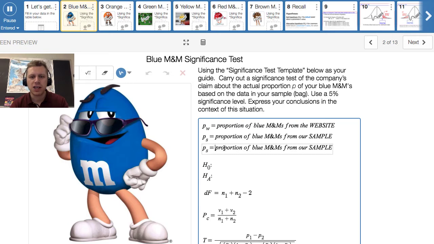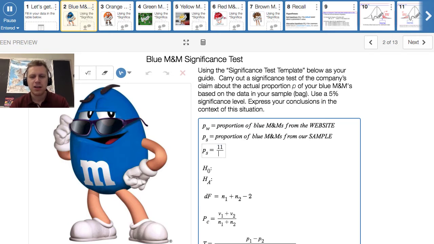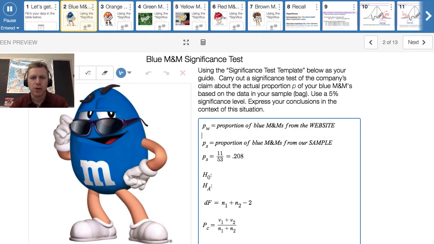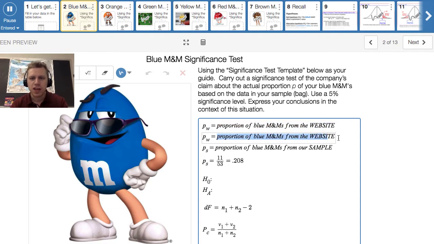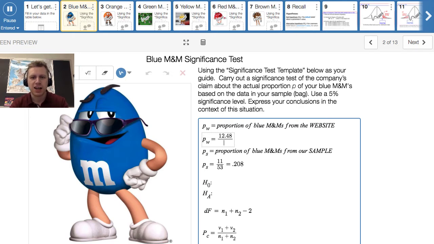I already know that our sample, I got 11 out of 53 blue M&Ms, which was like 0.208 or like 20.8% of them were blue. And I already know what they told me about the website too, right? On the website, what they had told me was that it was going to be 12.48 out of 52, which was where that 0.24 came from.